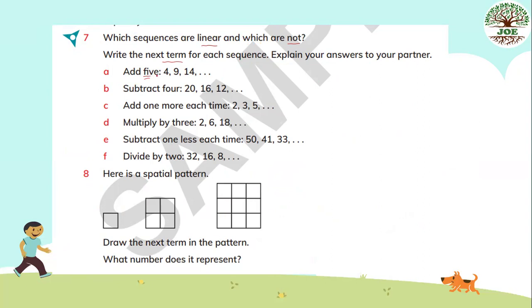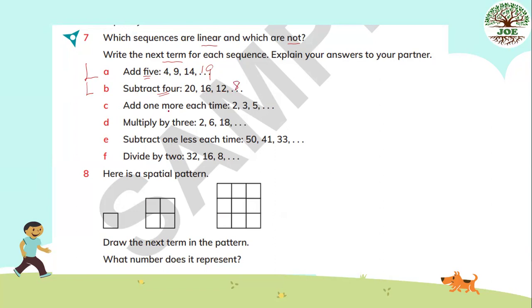So every time, the same amount every time, this is linear. I write L for linear. 4, 9, 14, 14 plus 5 is 19. B, subtract 4. So the same each time, this is also linear. 20, 16, 12, 12 minus 4 is 8.